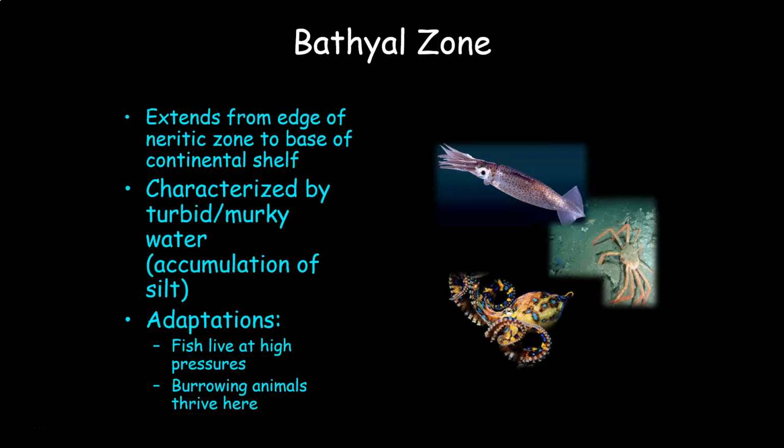All right, so the bathyal zone is from the edge of your neritic zone to the base of the continental shelf. So basically this big drop off, right? And this is going to be characterized by a lot of turbid, murky water, and accumulation of silt from things that are being washed in and out from the tides. There are some major currents that are hitting the edges of this wall, and so organisms that live here have to adapt to not only the high pressures, but also a lot of that accumulation of silt and potentially some bombardment of currents that are coming through.